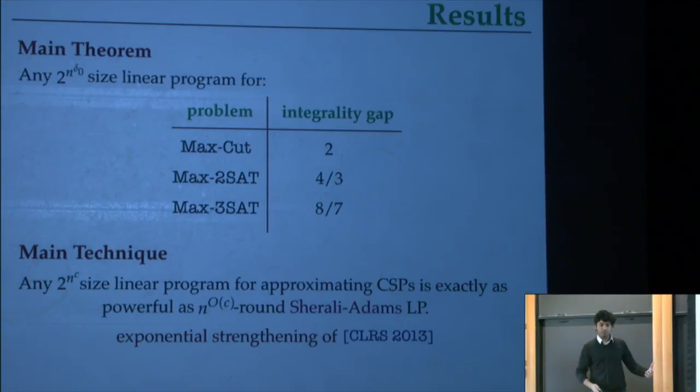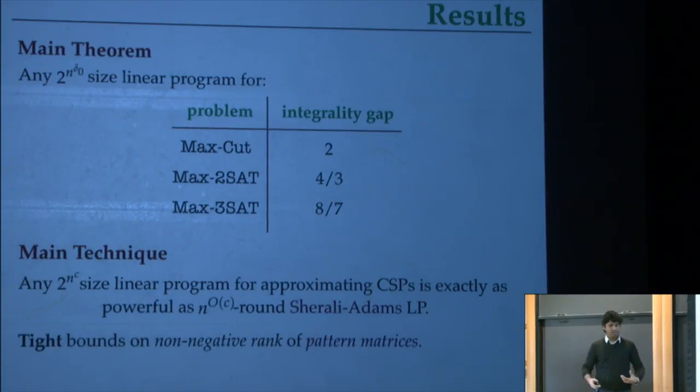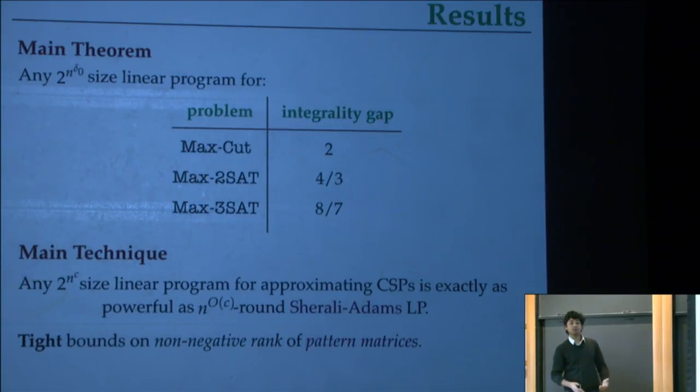The reason we can go beyond n to the log n and get sub-exponential or weakly exponential lower bounds is because of a new way to prove linear programming lower bounds by connecting them to something which is studied in communication complexity. In particular we are going to establish a tight bound on the non-negative rank of something called a pattern matrix. Many of the terms, maybe all of the terms on this slide might appear foreign right now, and it is not completely clear because I have not defined them.